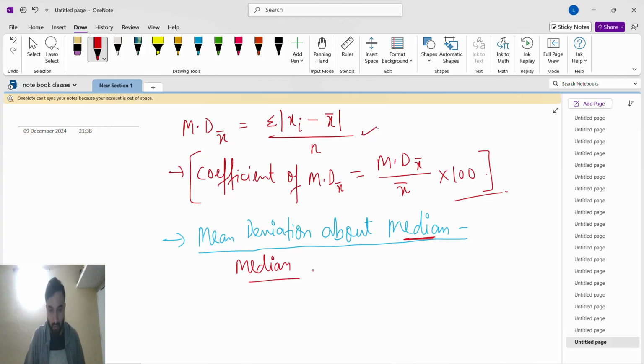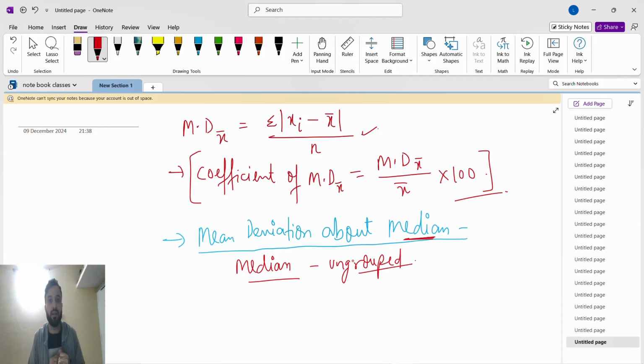And guys, we know how to find the median for ungrouped, right? Already we have done it. Again I will tell you in a very short form. If it is mean deviation about mean, the first step is we find the mean. If it is mean deviation about median, the first step is we find the median. So median for ungrouped, because we will talk only about ungrouped.